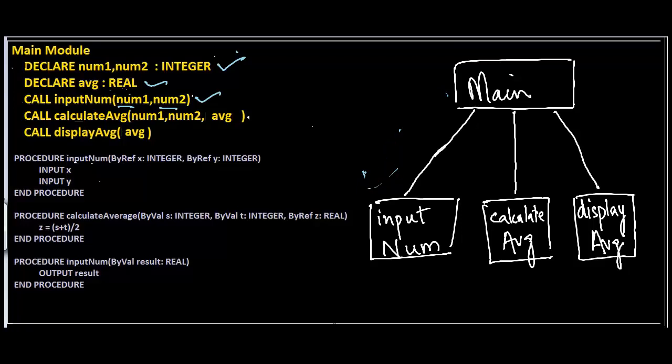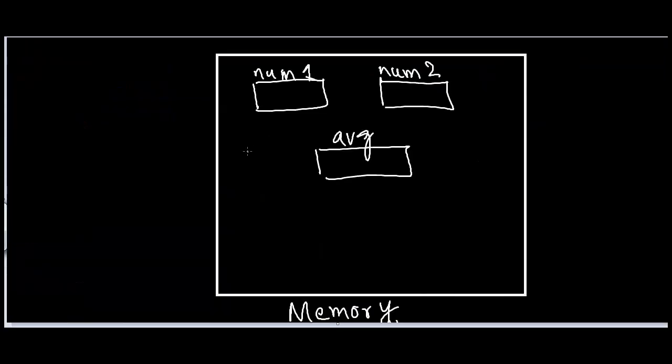Okay, now let's take a look at what happens. Now that this call has been made, this procedure gets executed. What we should note is that num1 is being passed by reference and num2 is being passed by reference. So x is directly pointing towards num1 and y is directly pointing towards num2, in our memory right here.